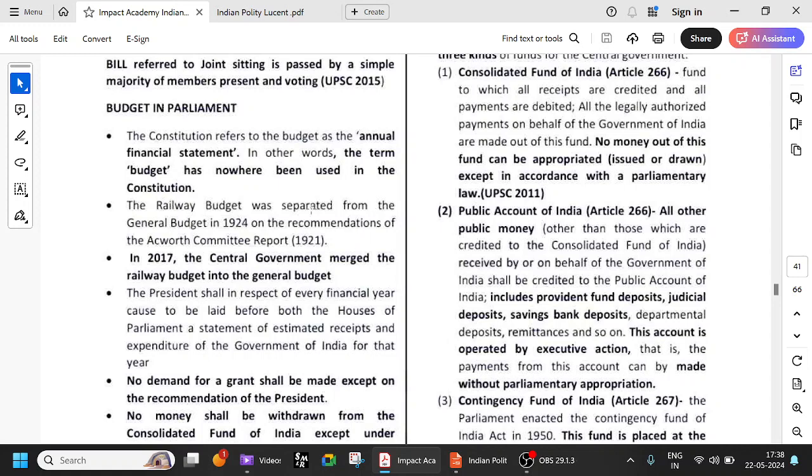The railway budget was separate from the general budget in 1924, on the recommendations of the Ackworth Committee report. Okay, in 24 it was separate. In 2017, the central government merged the railway budget into the general budget. Now there is no separate railway budget.